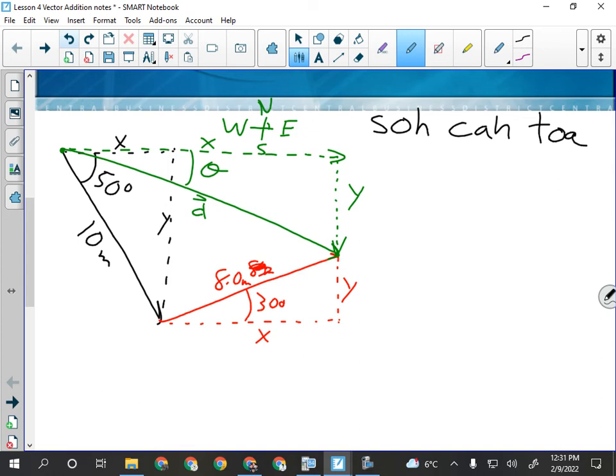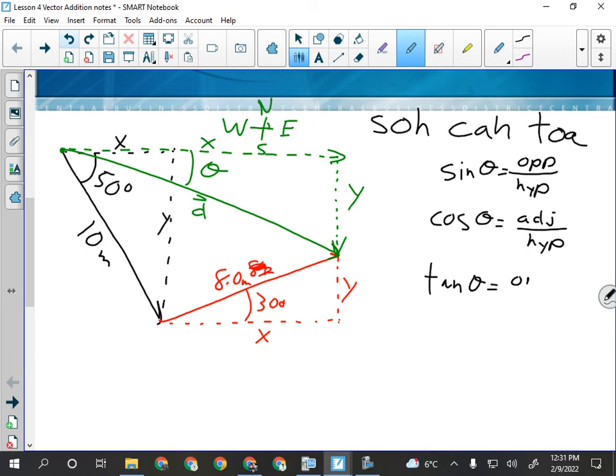Right? So if I can remember from last year in math, the sine of theta equals the opposite side divided by the hypotenuse, or the cos of theta equals the adjacent side divided by the hypotenuse, or the tan of theta equals the opposite side divided by the adjacent side. Okay, I'm good.